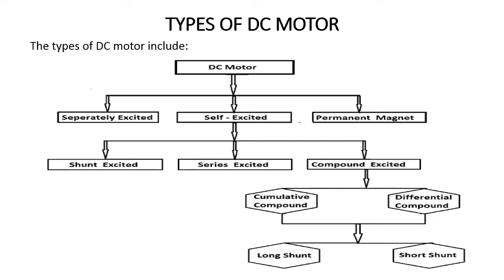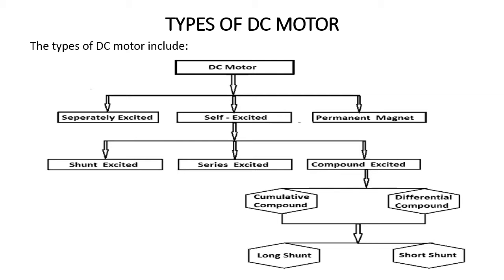This classification is based on how the field winding is connected. You already know shunt wound means the field winding is connected in parallel with the armature, that is, across the armature. Series wound means the field winding is connected in series with the armature. Whereas in a compound wound DC motor, you have two field windings, a shunt field winding as well as a series field winding, depending on how this series field is connected.